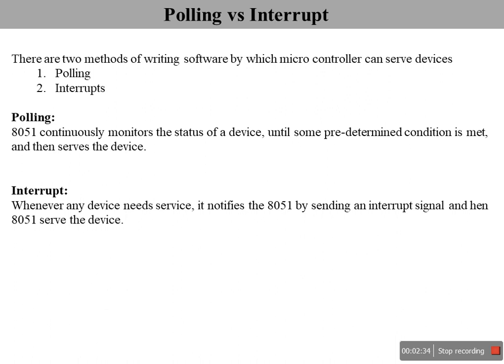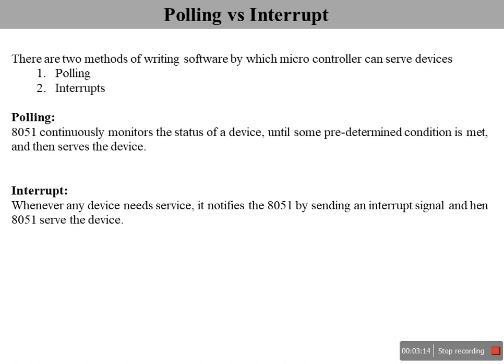So the software is divided into a polling method or an interrupt method. In the interrupt method, the responsibility is given to the device itself. Whenever the device needs service, it has to notify the microcontroller. Upon receiving the notification from the device, the microcontroller will attend to the service of the particular device that has raised an interrupt. Whereas in the case of a polling method, it is the duty of the microcontroller to check whether any device attached to it requires any service or not. So these are two different ways.